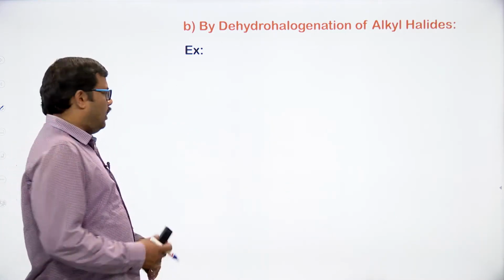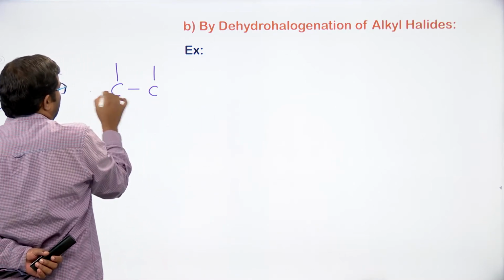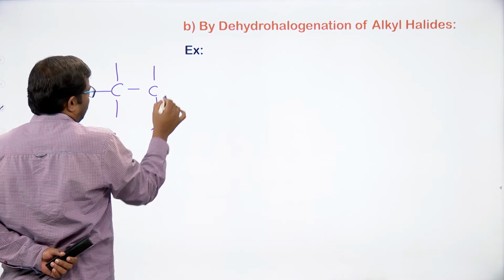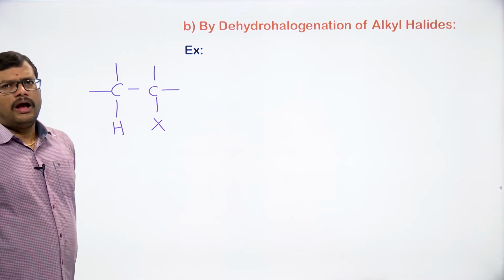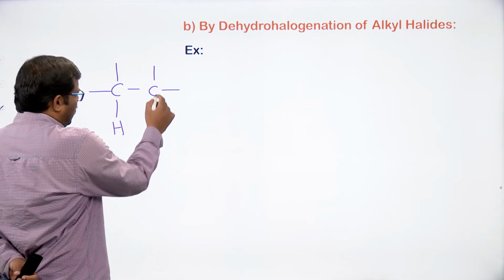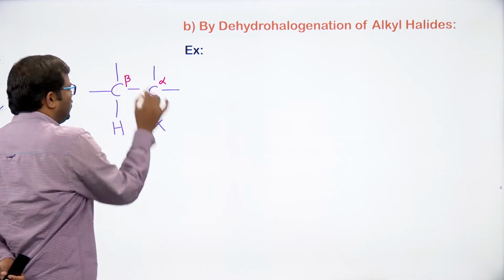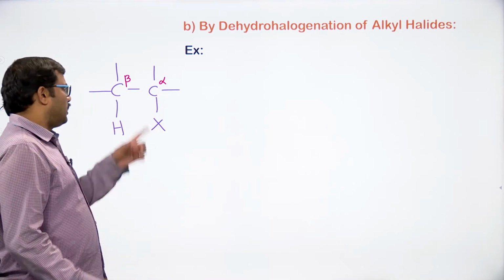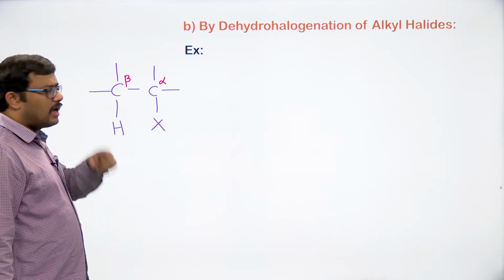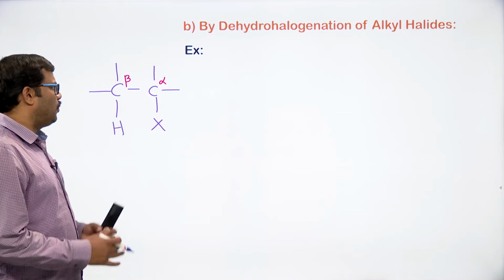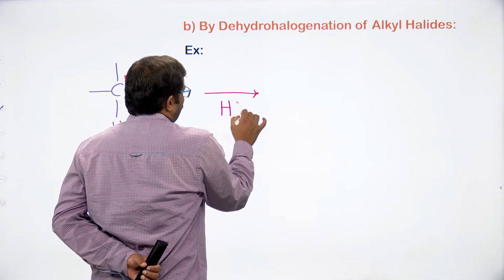For example, if we are going to take the alkyl halide, let us say, okay, we have an alkyl halide. In an alkyl halide, the halogen-attached carbon is labeled as alpha, and the next carbon is labeled as beta. The carbon atom to which the halogen is attached is the alpha carbon atom, and the next carbon is taken as the beta carbon atom.